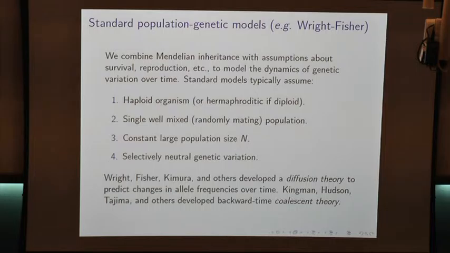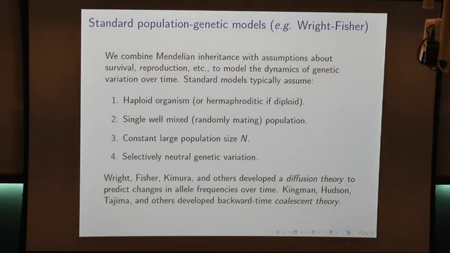What I call the standard population genetic models in this talk are ones like this. So we take those factors that I've talked about and we put them into the model. And often it'll look something like what's on this slide. Very simple. We often assume a very simple situation of a haploid organism. And if we're dealing with diploids, we'll do something tricky, which is to assume that there's one mating type and random mating. And in that case, the diploid model is equivalent to a haploid model. We assume typically a single well-mixed, or randomly mating if we're talking about diploids, population of large size N, often assumed to be constant.